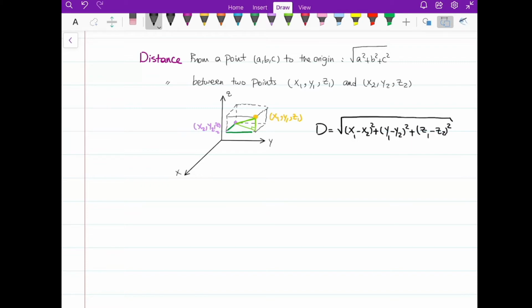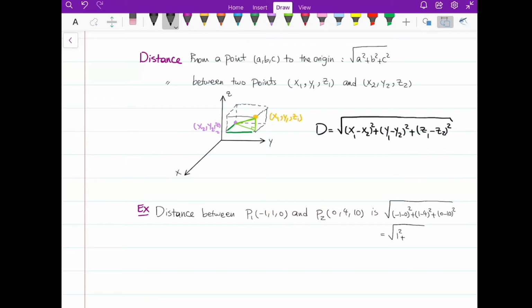Very good. As an example, the distance between, for example, the point P1 with (-1, 1, 0) and P2 with the coordinates (0, 4, 10) is equal to square root of (-1 minus 0) squared plus (1 minus 4) squared plus (0 minus 10) squared, which would be equal to square root of 1 squared plus (-3) to the power of 2, which would be 9, plus 100, which would be 110.